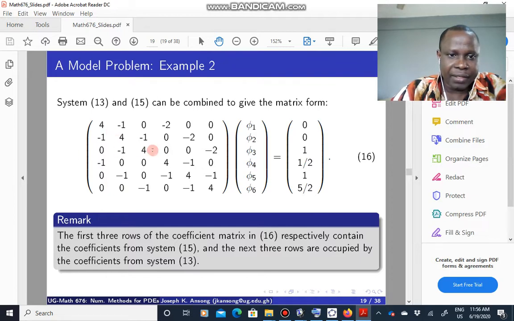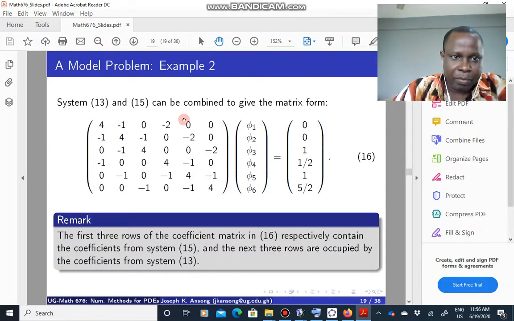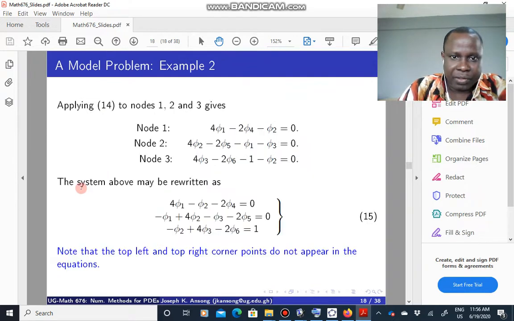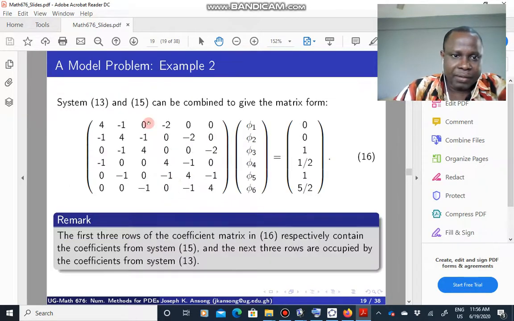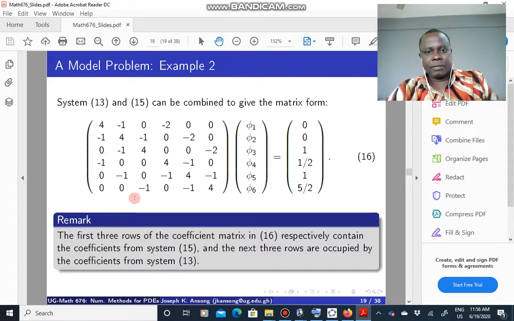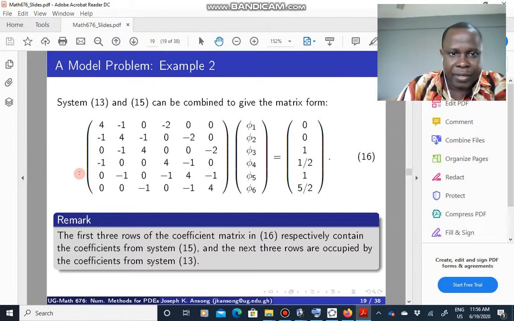The first 3 rows of the coefficient matrix here are taken from the coefficient matrix of 15. These first 3 equations occupy the first 3 rows here, and then the next 3 rows you get from the system of equations from the internal ones. So 1, 2, 3, these ones occupy the last 3 rows. Okay.